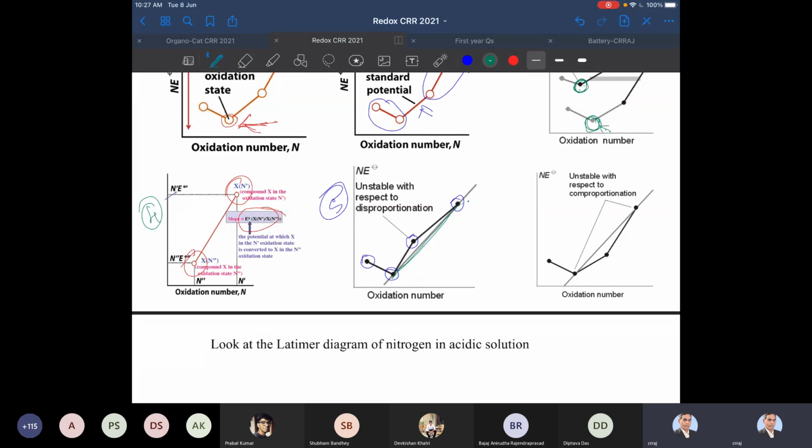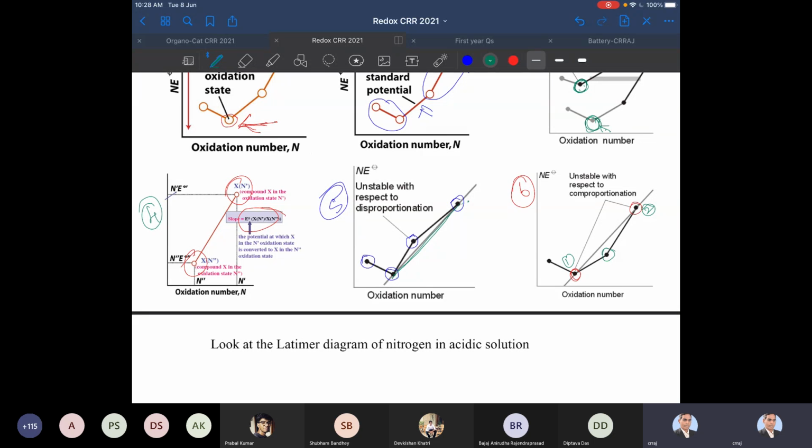Now, number six, what we have is just the opposite reaction. Suppose I join the line between this species and this species, and the species lies at the bottom, below the straight line connecting these two oxidation states. Now we see that species 1 and species 2 can undergo a comproportionation reaction. I hope you are following.